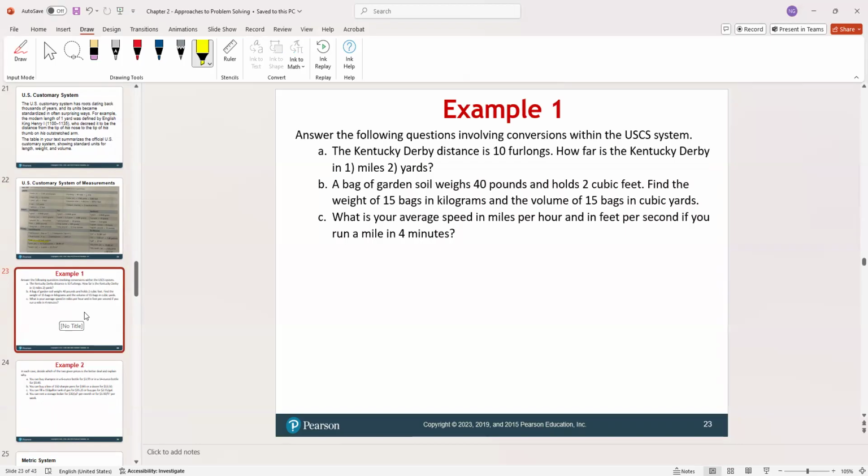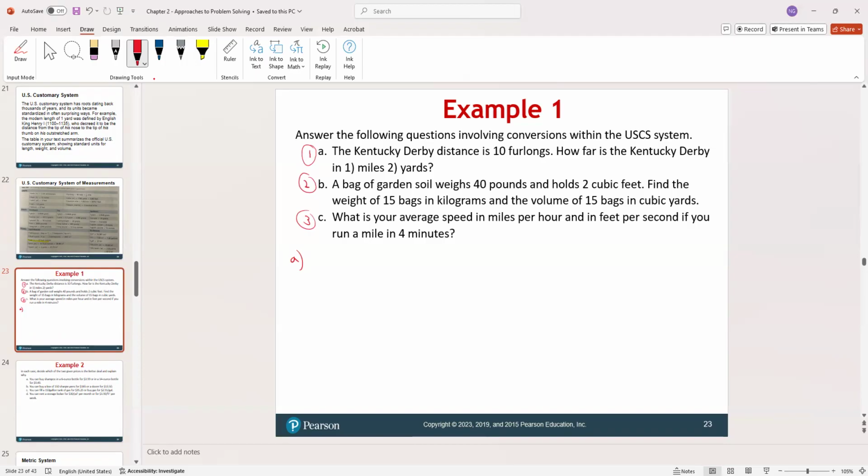One of the examples we can go over right now: answer the following questions involving conversions with the U.S. system of measurements. This example is about the Kentucky Derby. We can do either A or B or C, but let's do the first one. Let's do A. Those are three exercises, and for each of these, they are all independent exercises.